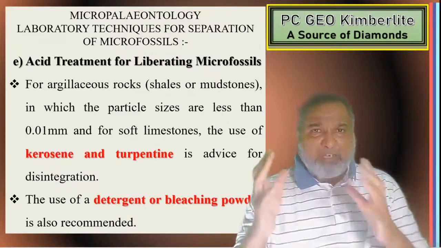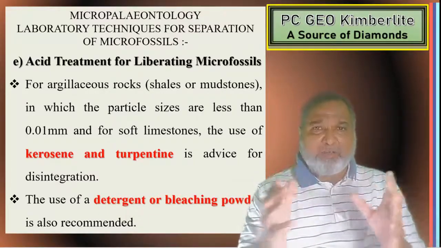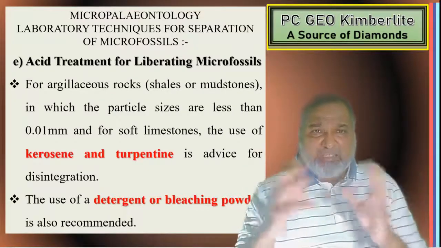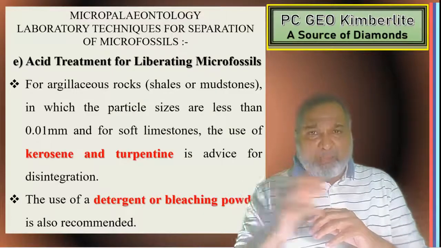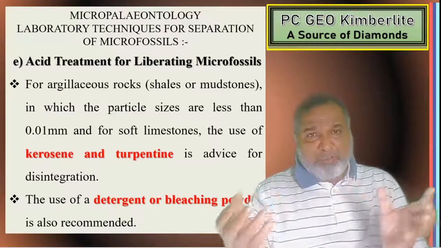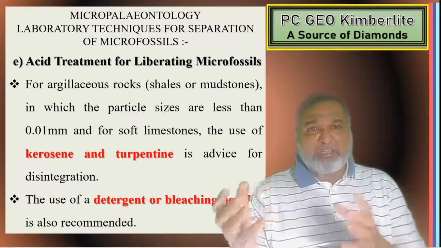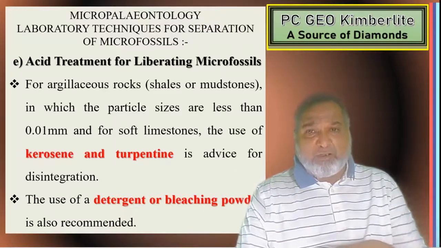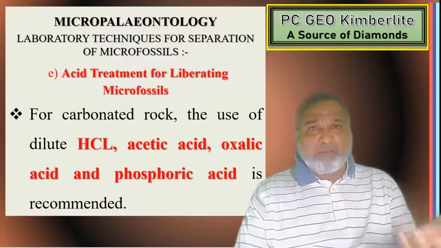If you know that the matrix is shales or mudstones, in which the particle size is less than 0.01 mm, and for soft limestone, we can use kerosene or turpentine. It is advised for the disintegration. The use of a detergent or bleaching powder is also recommended.